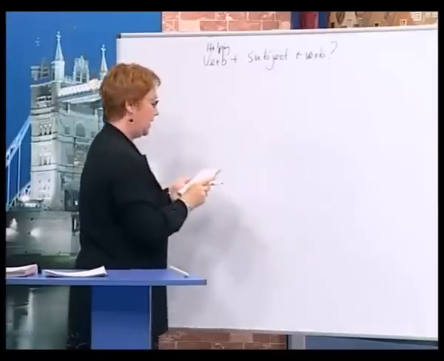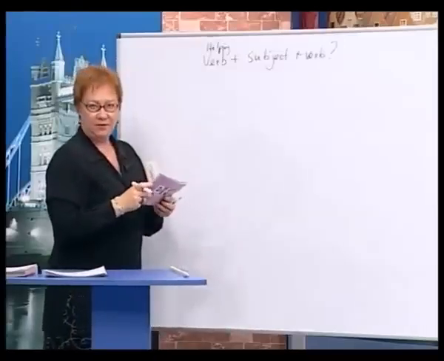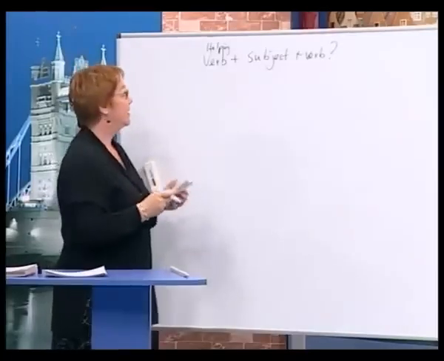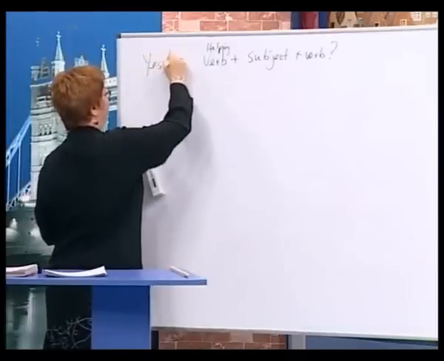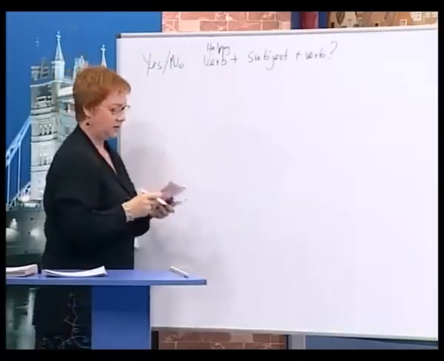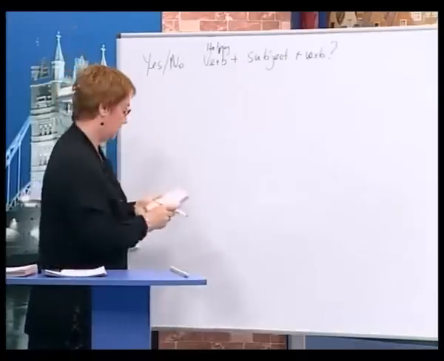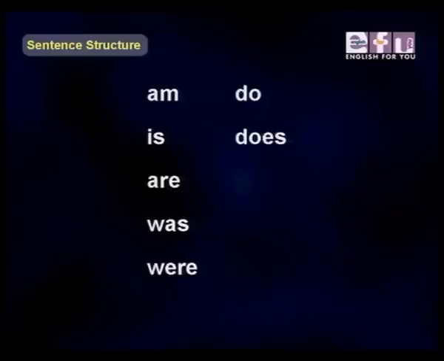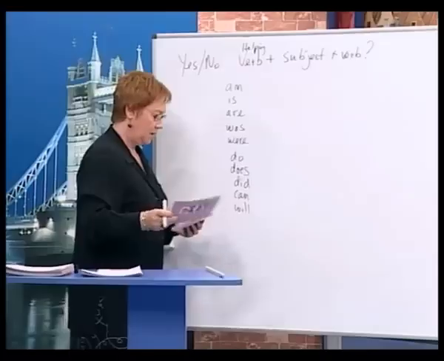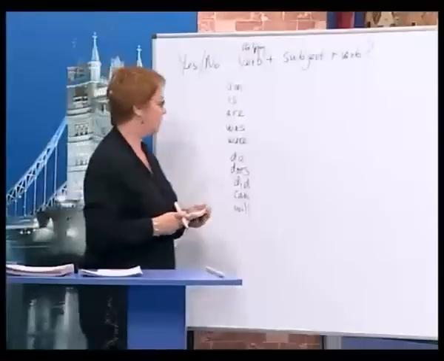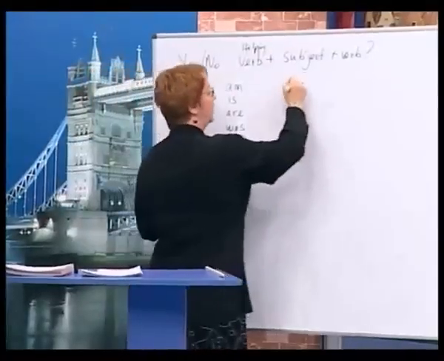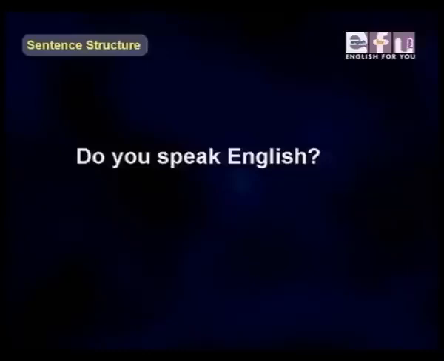Okay, now, let's look at some of the verbs that we use to begin yes-no questions. Okay, here are some of the words that we use to begin these questions. Am, is, are, was, were, do, does, did, can, will. Okay, now, here are some examples. Here's one with do. Do you speak English?